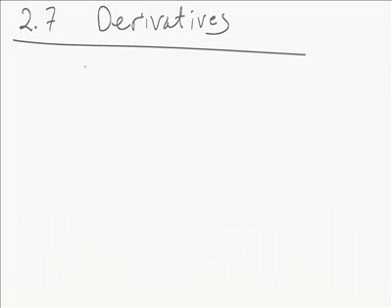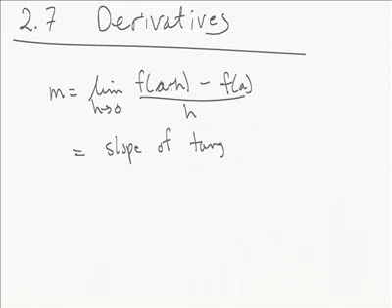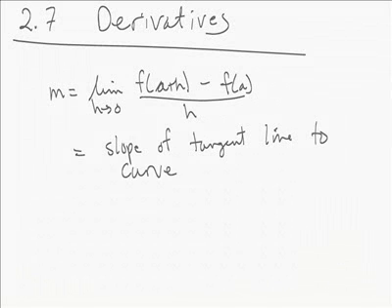of a derivative. Now remember, we define the slope of the tangent curve to be the limit as h approaches 0 of f of a plus h minus f of a divided by h, and we said that was the slope of the tangent line to the curve y equals f of x. And so we've talked a lot about this in Chapter 2.